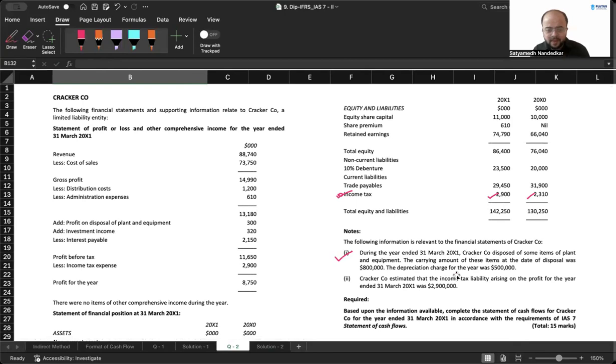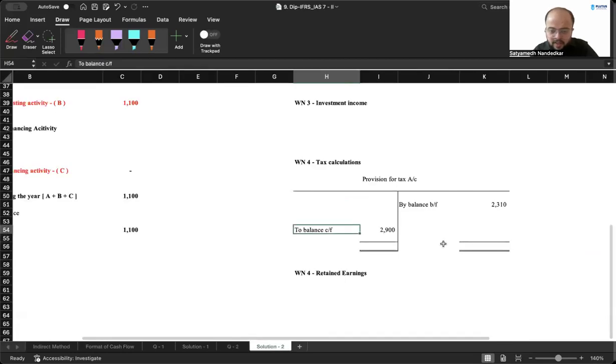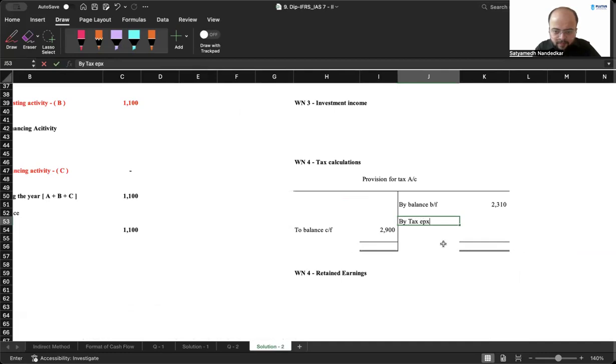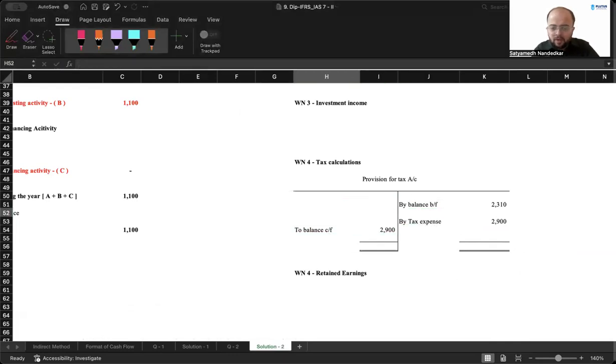Now, Cracker Company estimated that the income tax liability arising on the profit for the year ended was 29 lakh, and the amount of income tax expense is also 2900. So what would have been the entry? The entry would have been tax expense account debit to provision for income tax. So you will write it here: by tax expense account 2900. And the balancing figure would naturally be the amount of tax paid to government. So just write down to cash, balancing figure. How much? 2310.